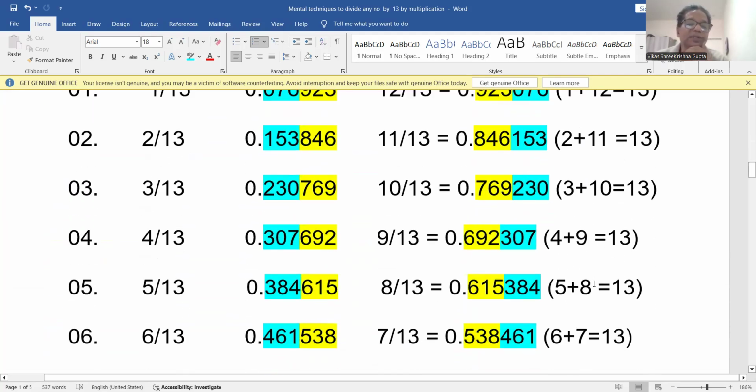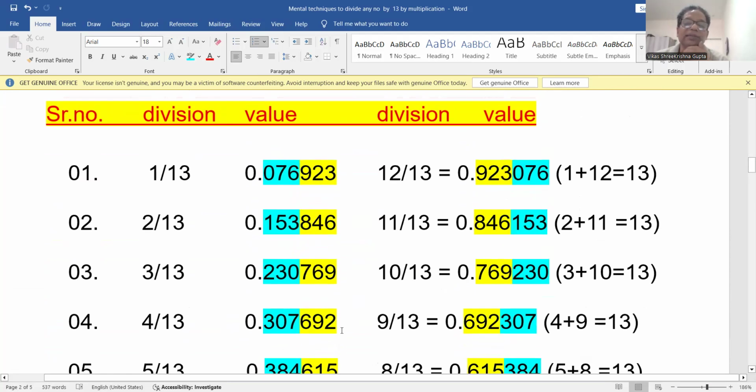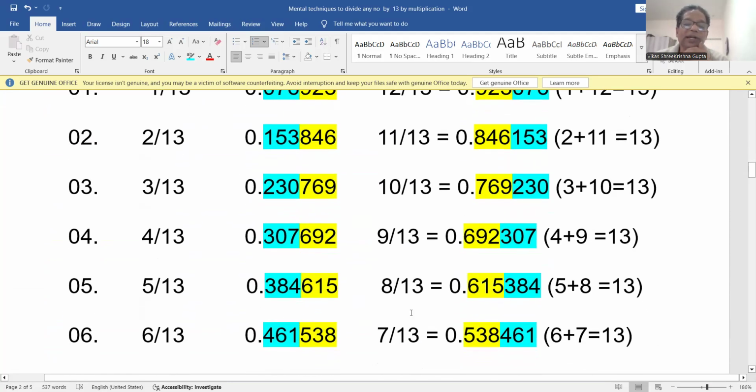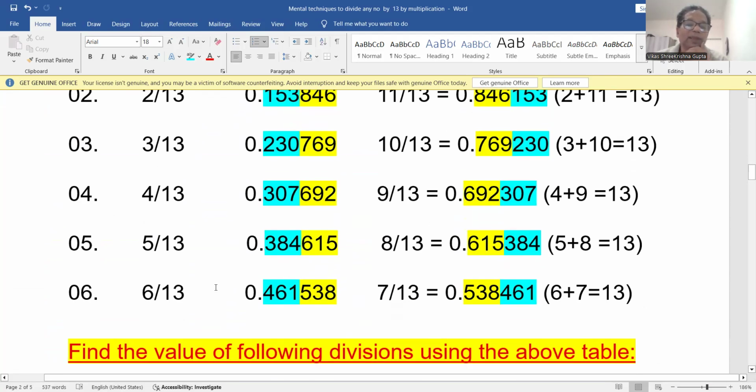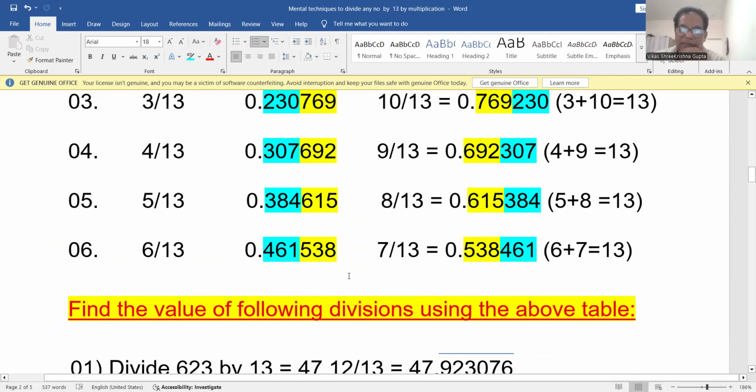For the numbers 7 by 13, 8 by 13, 9 by 13, 10 by 13, 11 by 13, 12 by 13, what I will do is, this is the beauty of speed mental math, Vedic math. My answer for 6 by 13 was 0.461538, a recurring decimal with a bar. I've not shown the bar, but it's a recurring decimal.